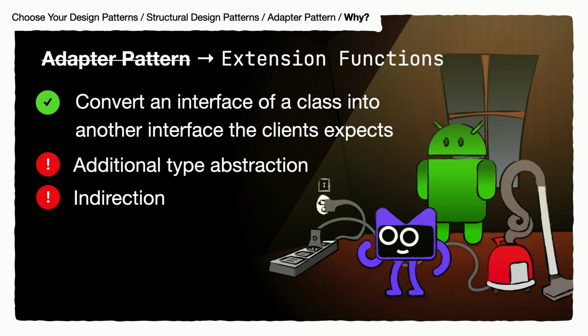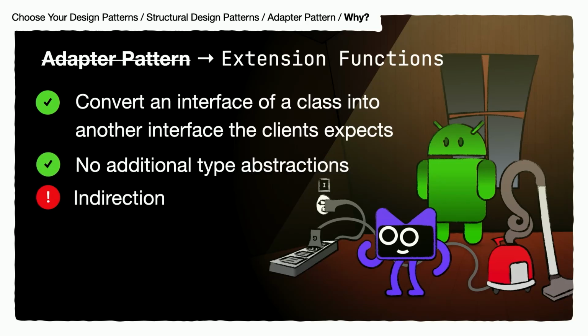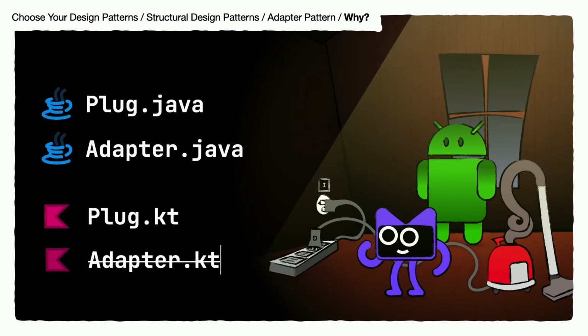So without actually implementing the adapter pattern, just by using extension functions, I can solve the same problem of having two different interfaces talk to each other without introducing extra wrapper types. We also got rid of a bunch of indirection that we had before. So with Kotlin, we don't actually need to introduce the adapter pattern. We can just write extension functions and call it a day.